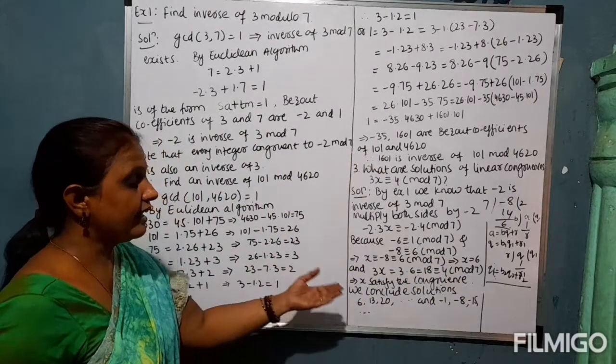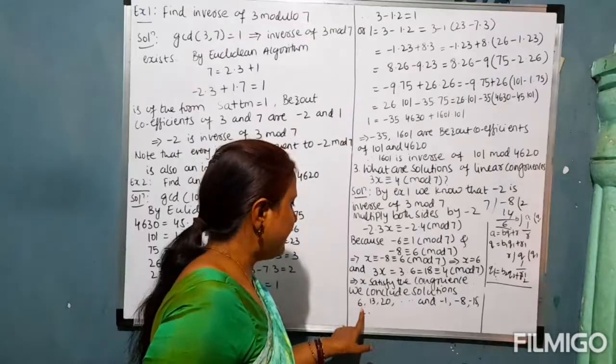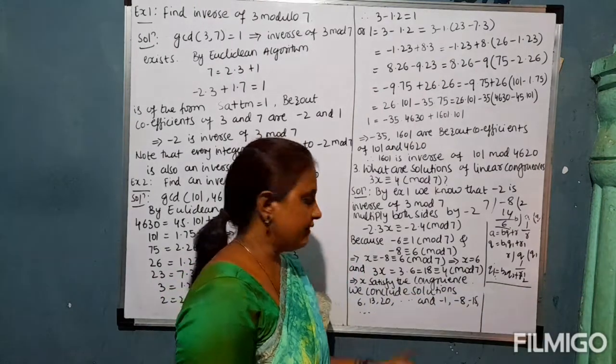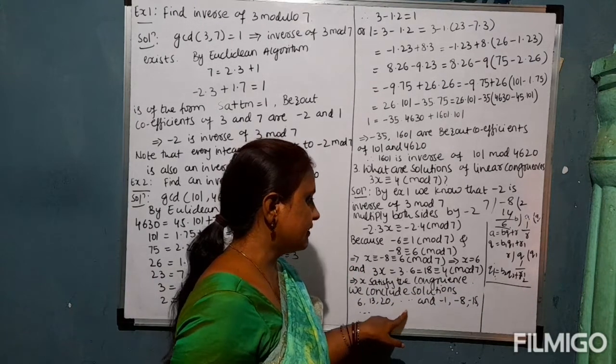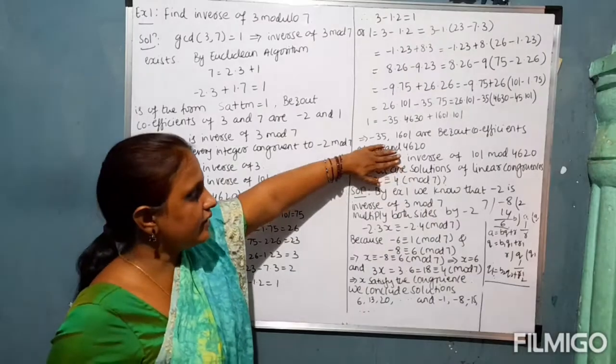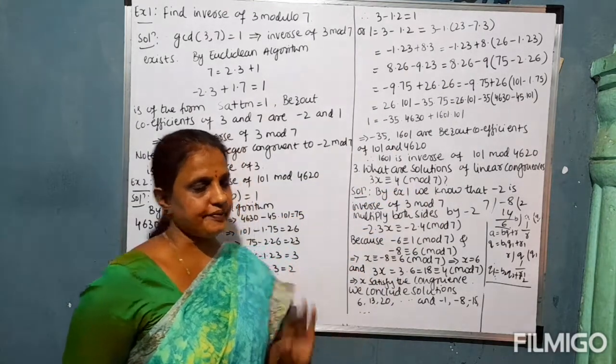Other values which satisfy the given congruence are 13, 20. Meaning if we add 7 to this, we will get the next values: 6 plus 7 is 13, 13 plus 7 is 20, and so on. So these are the solutions for this linear congruence 3x congruent to 4 mod 7.